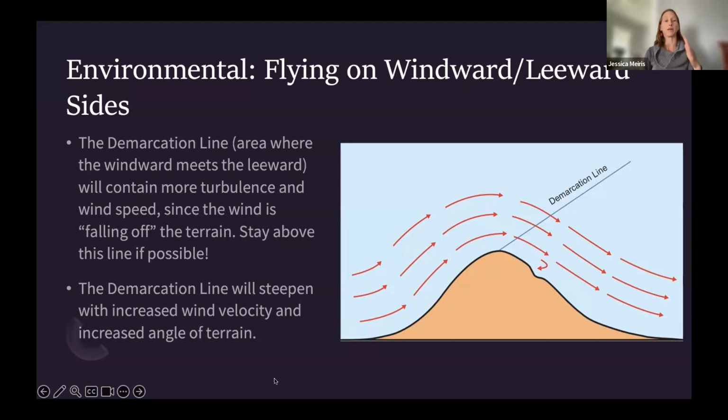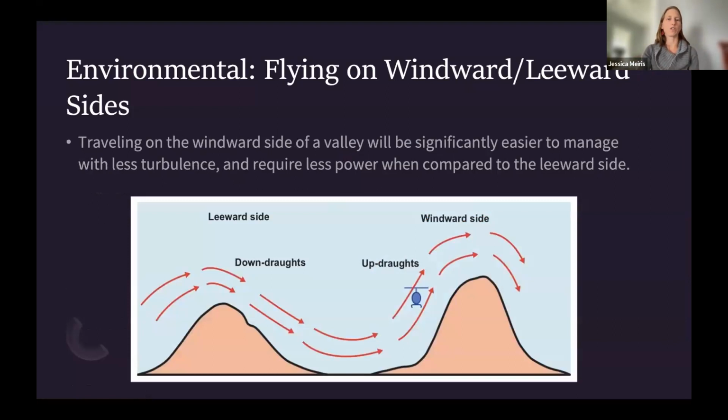And that line will steepen with increased velocity. So if the wind's going faster, you'll see that line start to steepen, and it'll steepen with increased angle of terrain. So as the mountains get steeper, that demarcation line will also steepen. If you're traveling through, say, a valley, then understanding what side, windward or leeward side, is really important so that you can follow, hopefully, the updrafting side or the windward side, and you can contour crawl along that valley, taking advantage of those updrafts rather than fighting the turbulence and downdrafts on the opposite side, the leeward side.